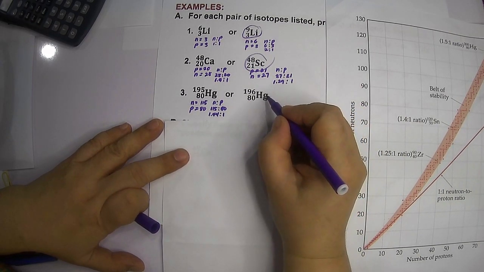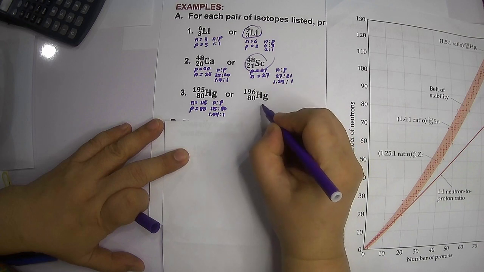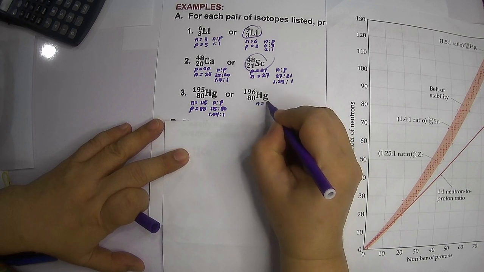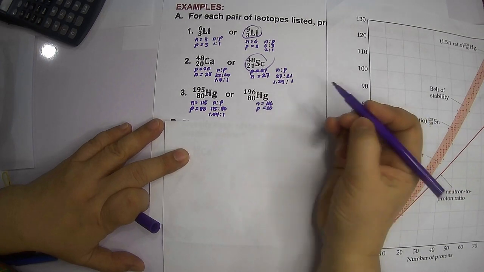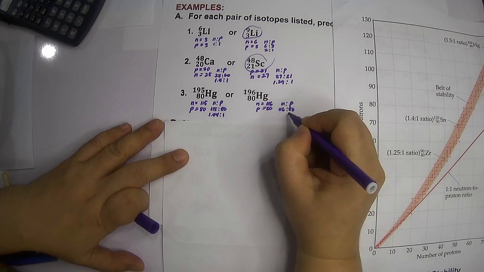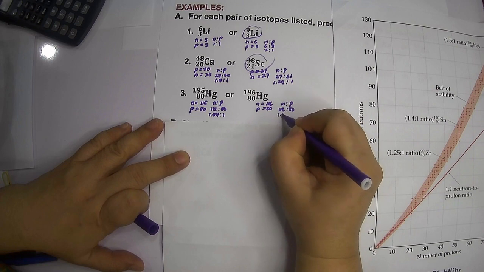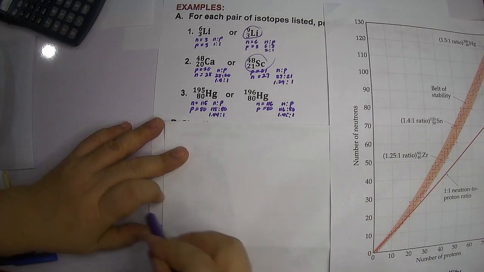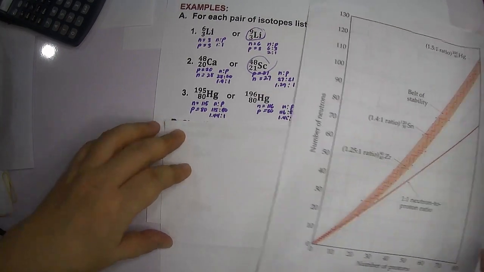In the case of mercury 196, the neutron is 116 and the proton is 80 as well. So the neutron to proton ratio is 116 to 80. That gives you 1.45 is to 1.